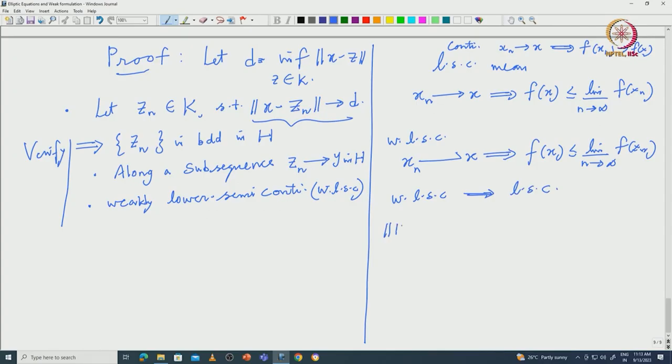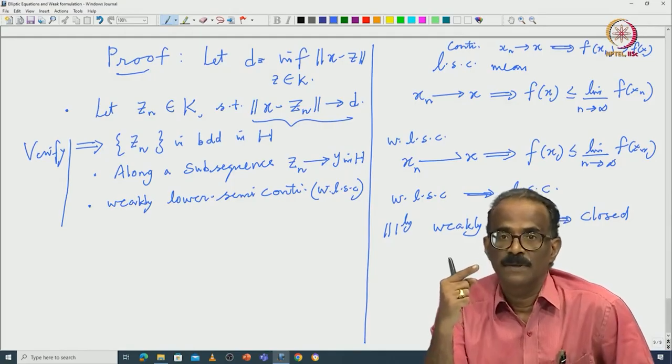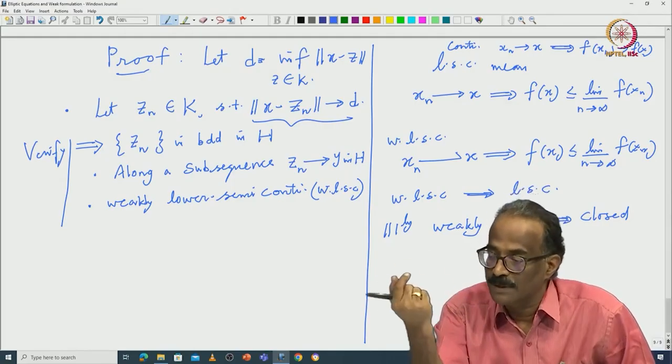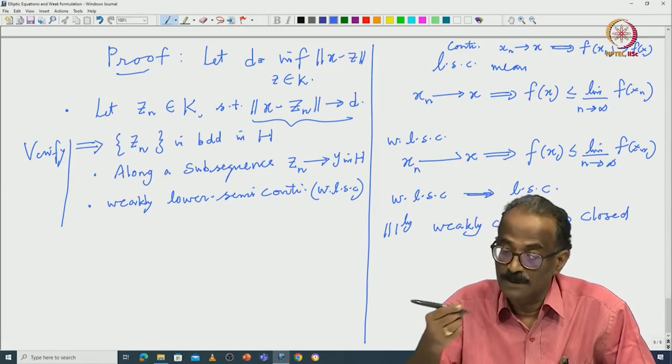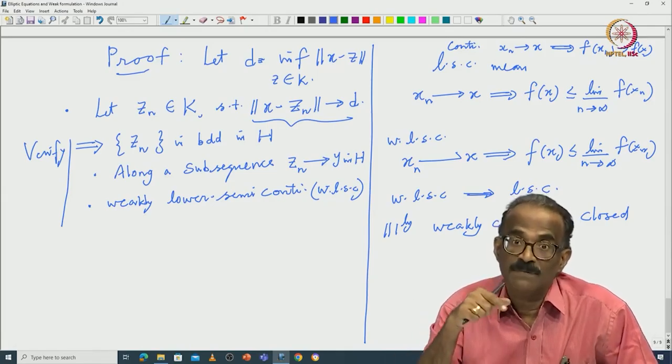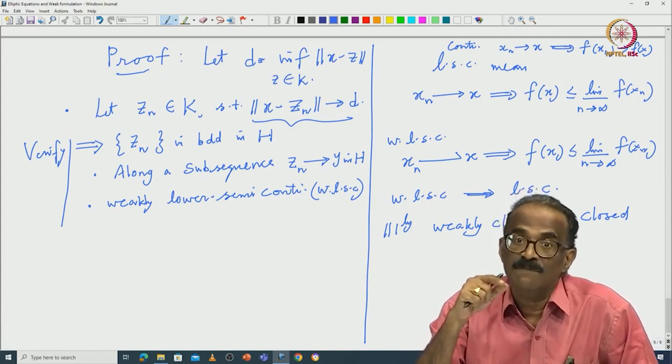Similarly, weakly closed implies closed. Closed means strongly closed, because if x n converges to x weakly, x n is in some k, then x is in k. You are demanding that the assumptions are weak, while concluding the same thing. So, weakly closed implies closed. The converse is not true. A closed set is not necessarily weakly closed.